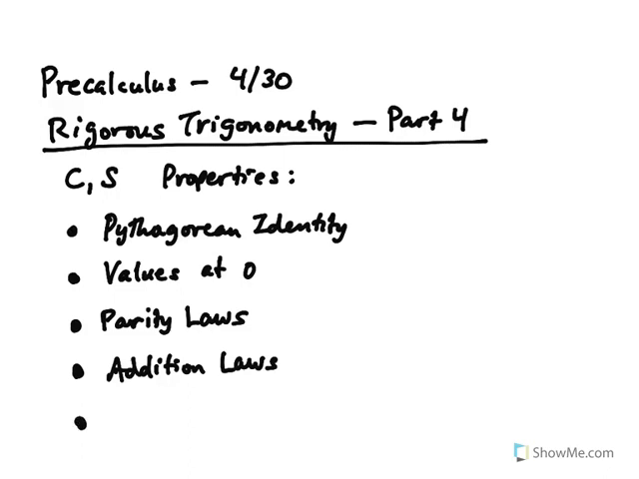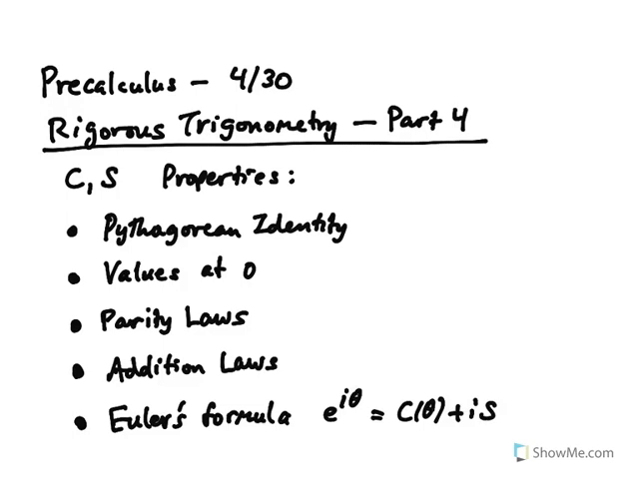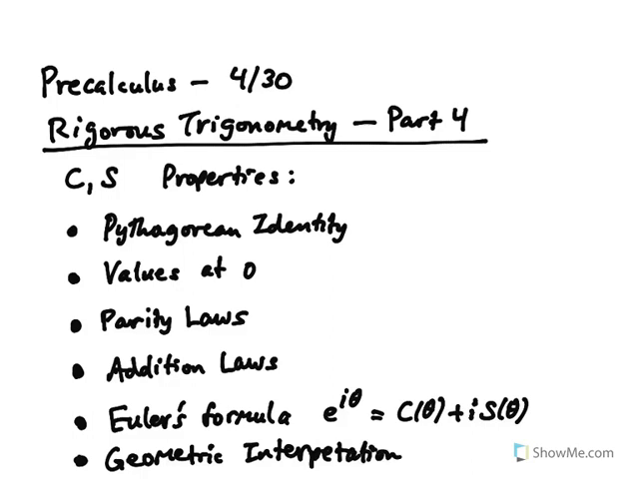Okay, and then we can add to this also the idea that we have Euler's formula. That was e to the i theta equals C of theta plus i S of theta. And we can also add the geometric interpretation, because we had a precise theorem about that as well.